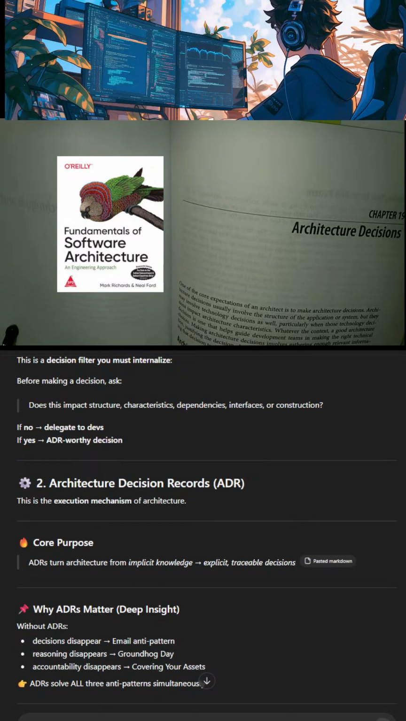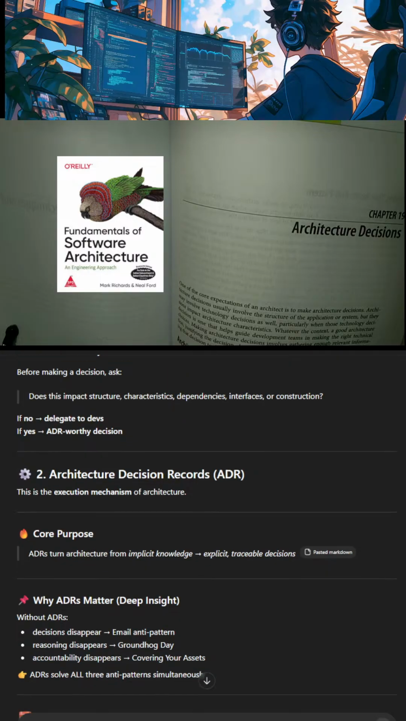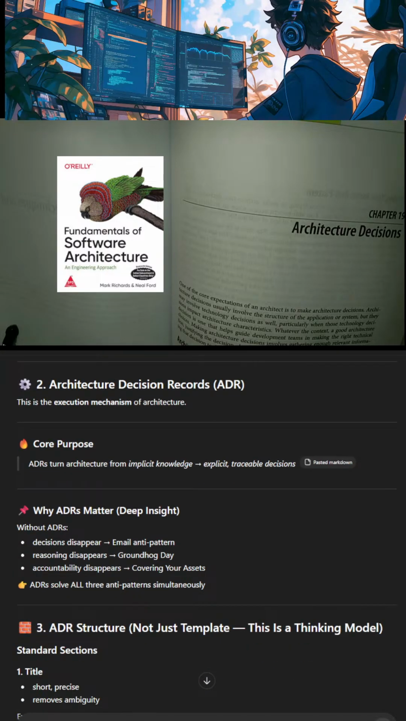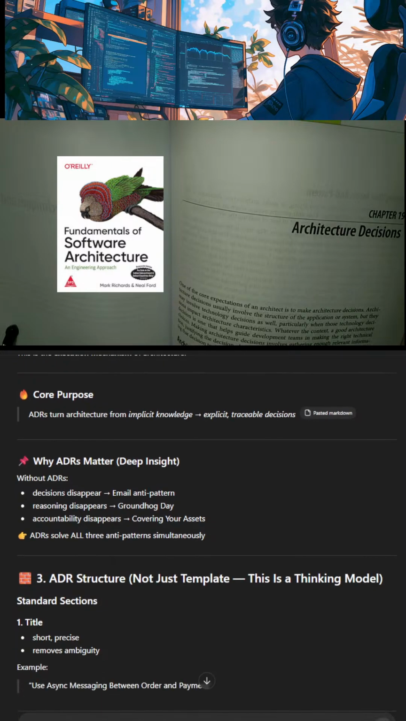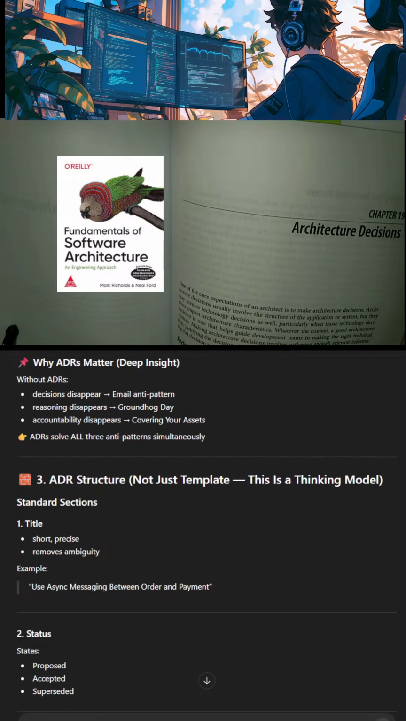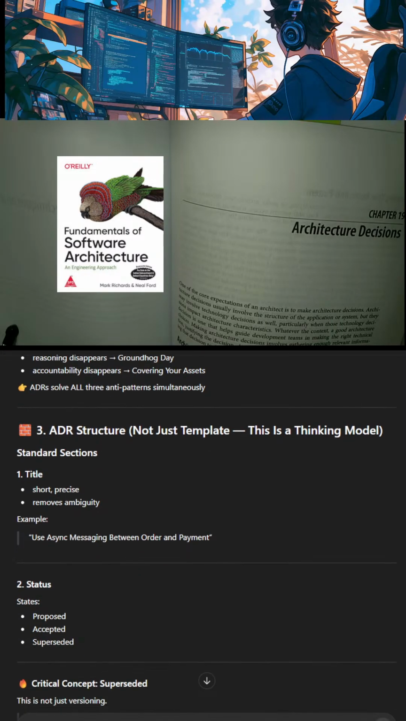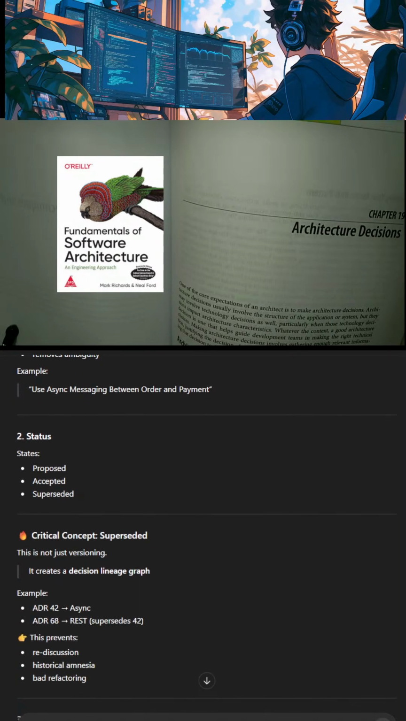ADR turns architecture from implicit to explicit, traceable decisions. Why ADR matters, deep insight. Without ADR, you get email-driven architecture, anti-pattern, reasoning disappearance, Groundhog Day. ADR solves all these three anti-patterns simultaneously. Standard sections, short, precise, removes ambiguity: use async messaging between order and payments. Status: proposed, accepted, superseded. Critical concept, superseded. This is not versioning, it creates a decision lineage.